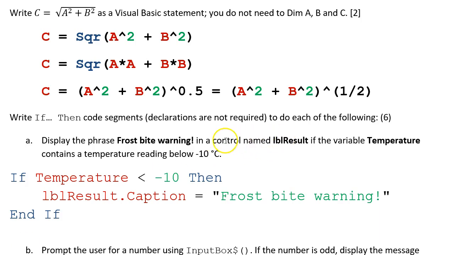Next, you're using a control with the name label result, which tells you that it's a label, which means that you need to use the dot caption property.